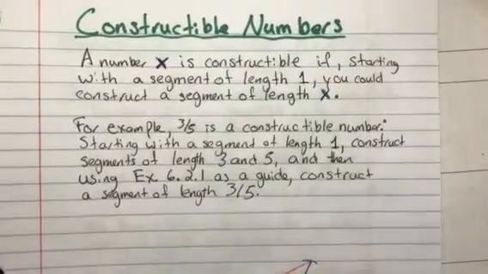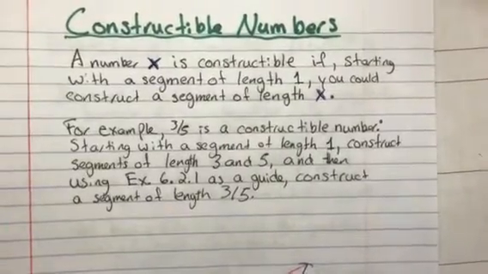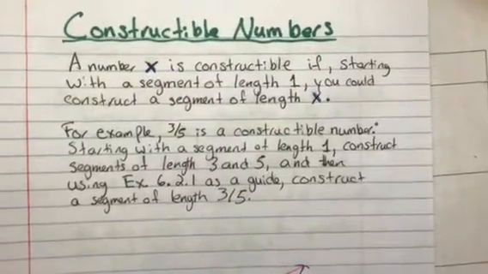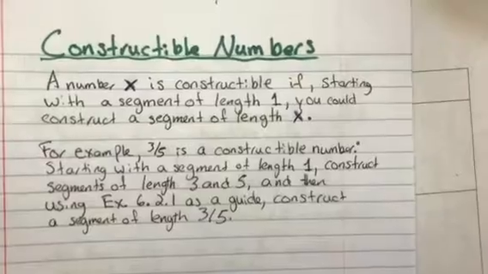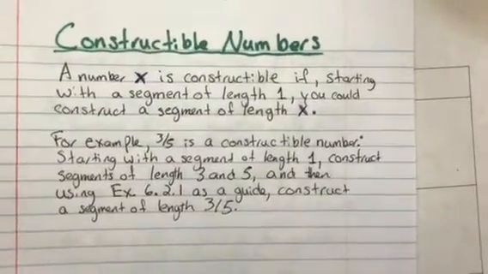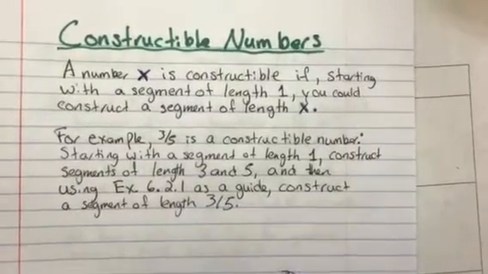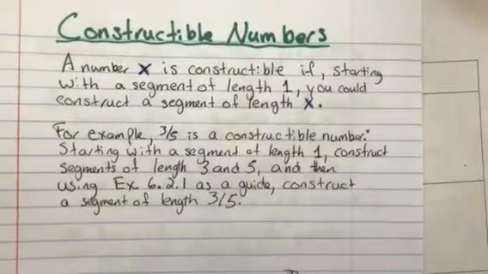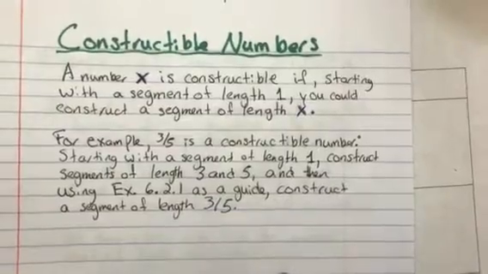A number x is constructible if, starting with a segment of length 1, you can construct a segment of length x. For example, 3/5 is a constructible number. Starting with a segment of length 1, you can construct segments of length 3 and 5, and using steps similar to 6.2.1, you can construct a segment of length 3/5.